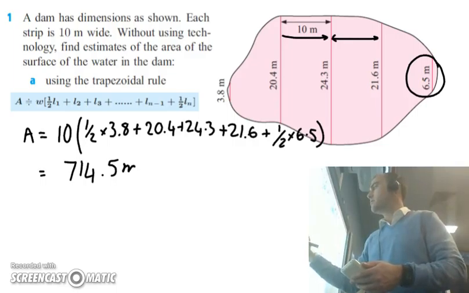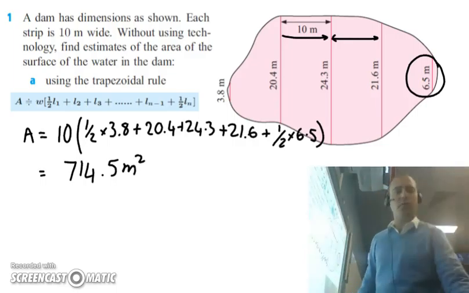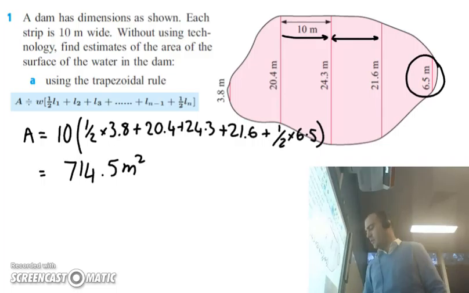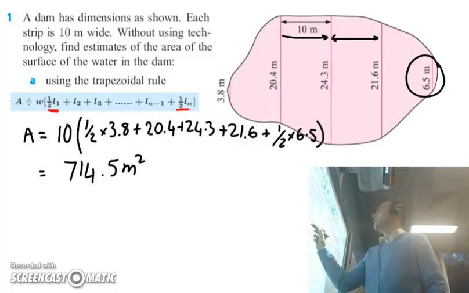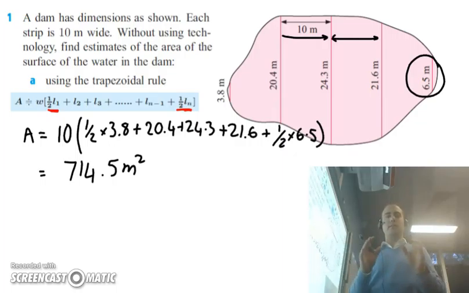714.5 square meters. So again, really important that you remember half of the first, half of the last. That's the key thing when we're using the trapezoidal rule. Good luck.